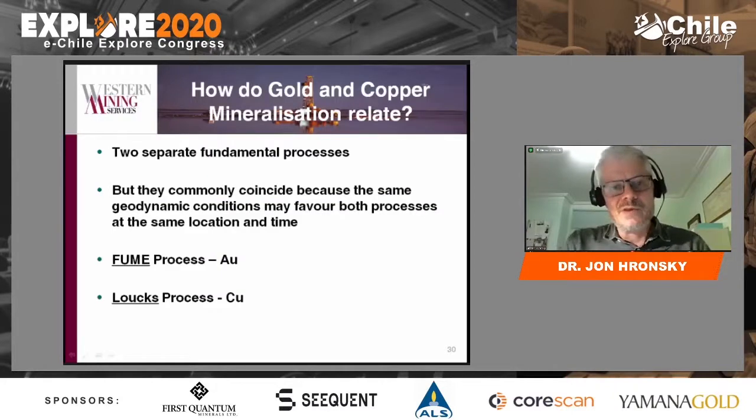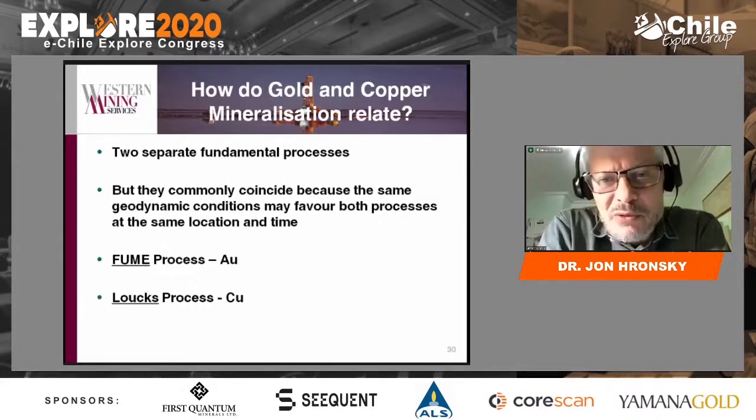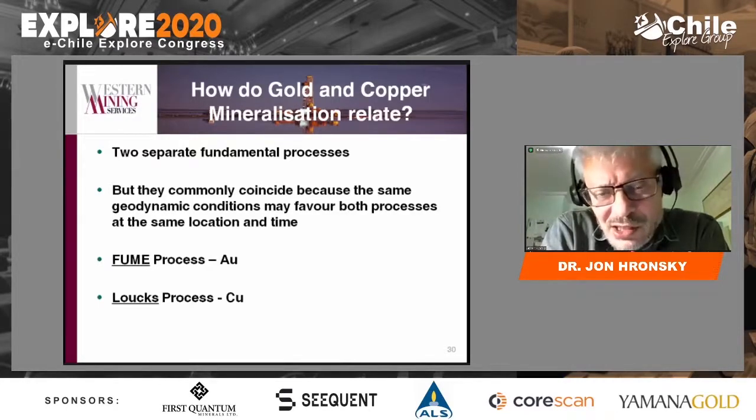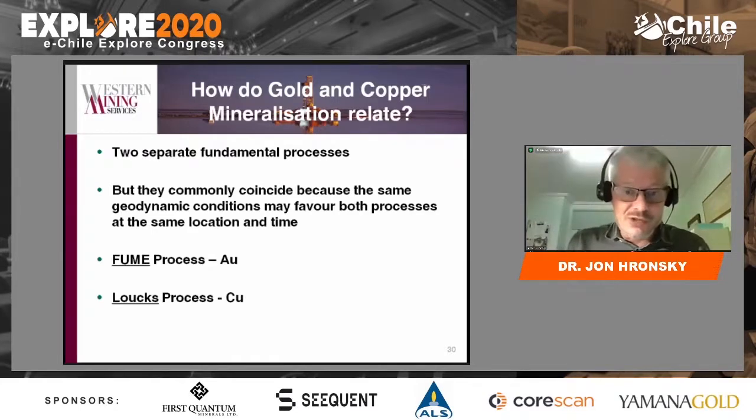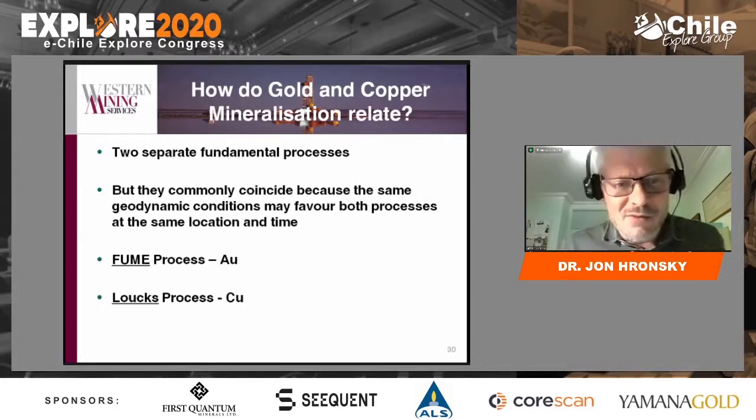So I'm sure one of the questions you're asking is, okay, I've talked a lot about gold, but in convergent margins we often see copper mineralization, and sometimes we see gold and copper. So how do these two processes relate? Well, what we would suggest is that we're looking at two separate fundamental processes, and I think we understand now what both these processes are, but they commonly coincide in the one area, the one deposit, not always, but commonly, because the same geodynamic conditions may favor both processes at the same location and time.